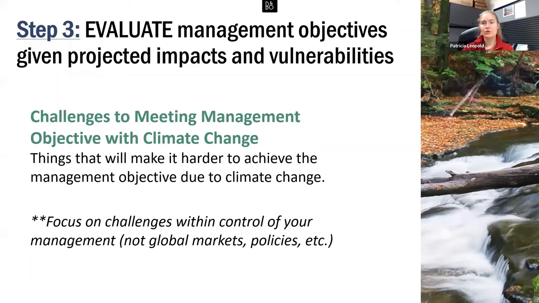The first thing that you will do in step three is to identify climate-related challenges to meeting your management objectives. We'll be listing ways in which climate change impacts and vulnerabilities may make it more difficult to achieve each management objective. For example, warmer temperatures and drier conditions may limit the regeneration of a desired tree species and make it more challenging to maintain that species into the future.